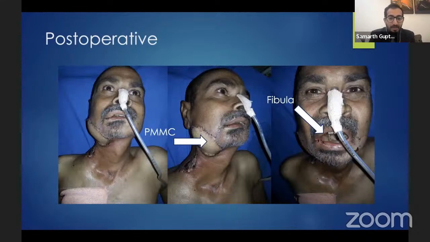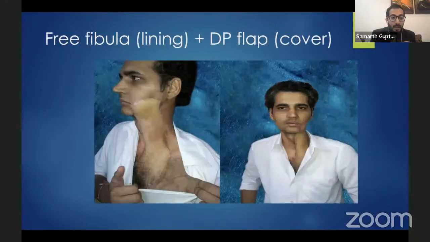You can see the PMMC is marked by a white arrow on the middle picture. This is the outer island, and it has been taken from the person's right chest. The fibula on this other side has been used to reconstruct the mandible, but also the inner mucosal surface. In this particular patient, the deltopectoral flap was used along with the free fibula. Free fibula again for the lining, and the deltopectoral flap was used for the cover.